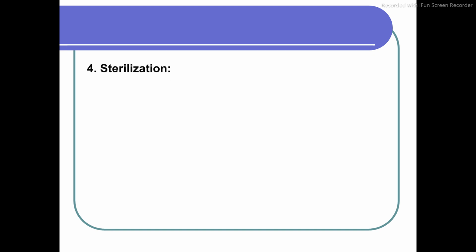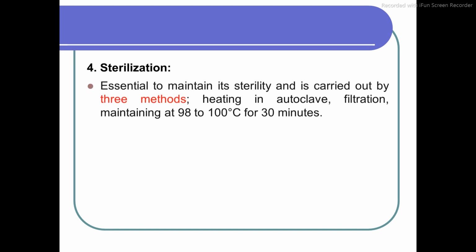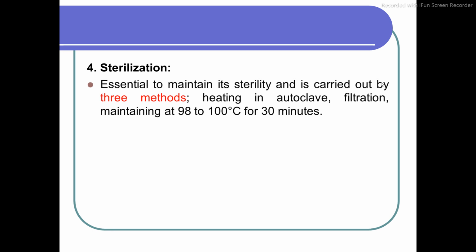Lastly, once your containers are sealed, we can go for sterilization by means of three methods. First, by means of autoclaving, second by filtration, and third by maintaining the temperature at 98 to 100 degrees Celsius for 30 minutes. So by using these three methods, you can sterilize your ophthalmic eye drops.